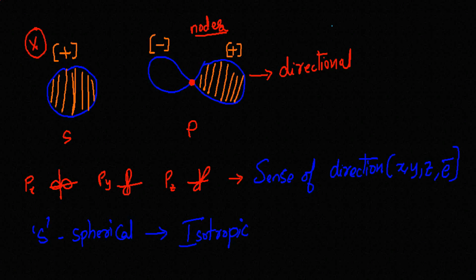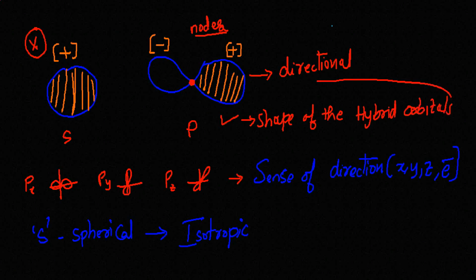When these two orbitals mix together to form hybrid orbitals, the shape of these hybrid orbitals is completely dependent on the orbital that is directional. Here, in case of s and p, we have p as the directional orbital, so the shape of this hybrid orbital is completely dependent on the p orbital.